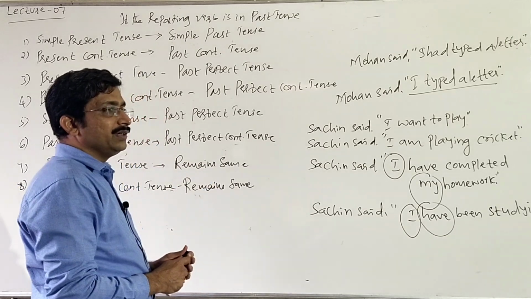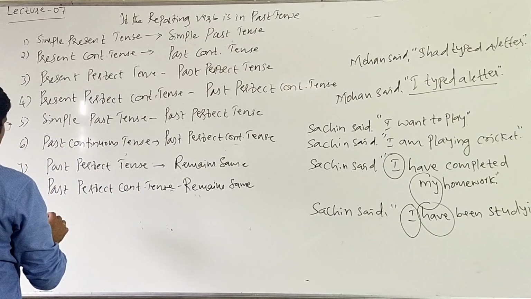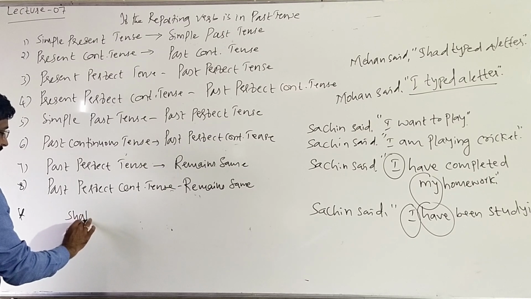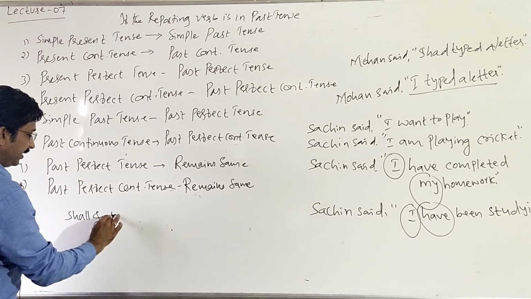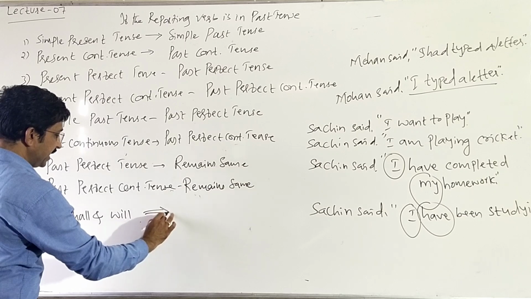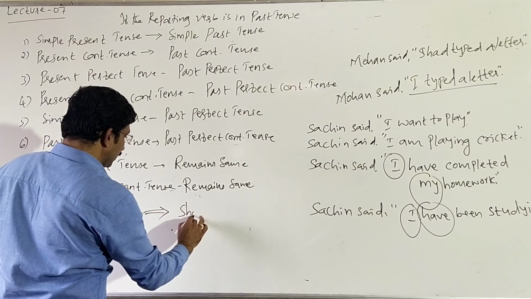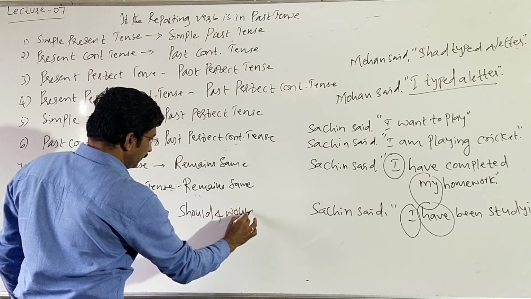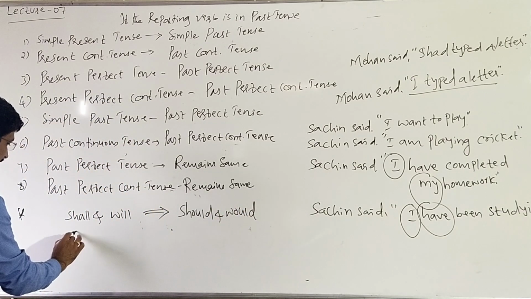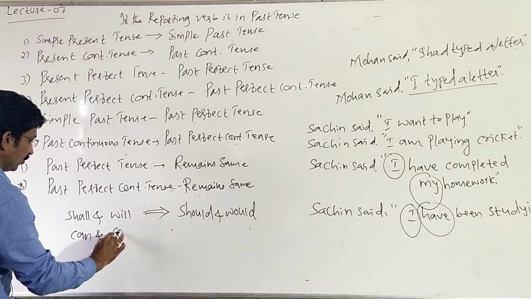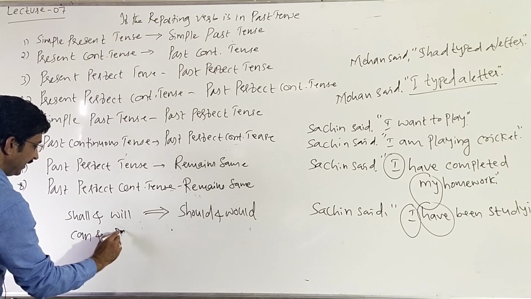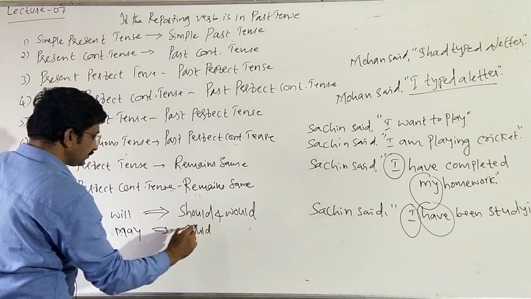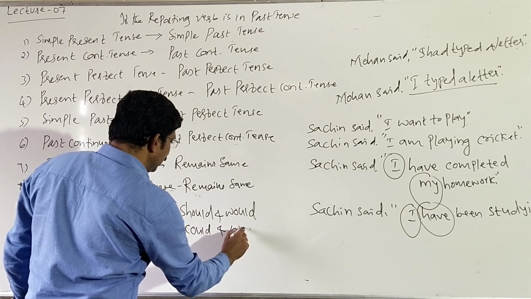Then what about future tense cases here? In future tense, shall and will are changed into should and would. Then can and may are changed into could and might.